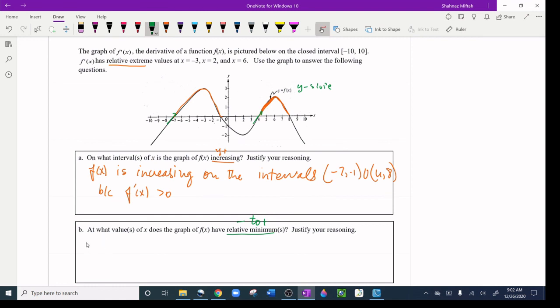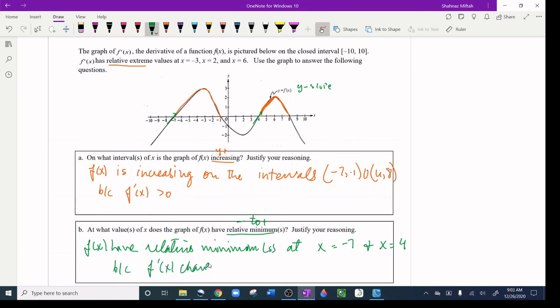So I'm gonna say, again, pick the wording from the question. F of x has relative minimums at x equal negative 7, and x equal 4, because f prime x changes from negative to positive.